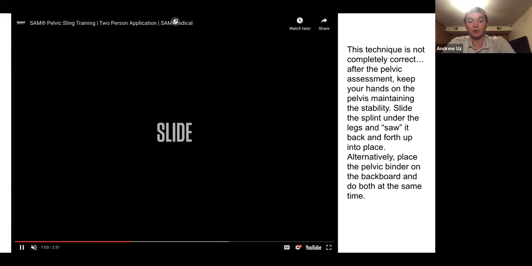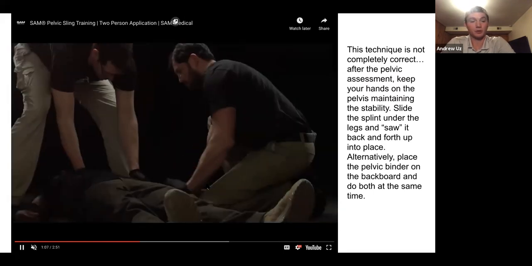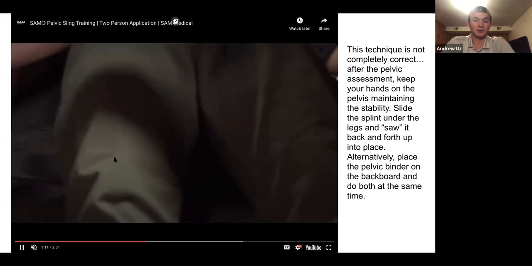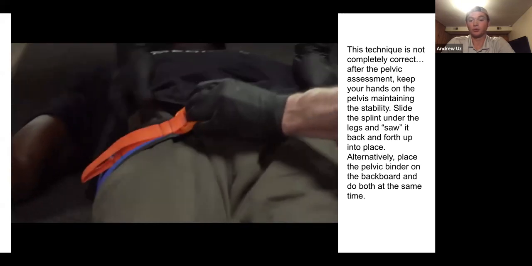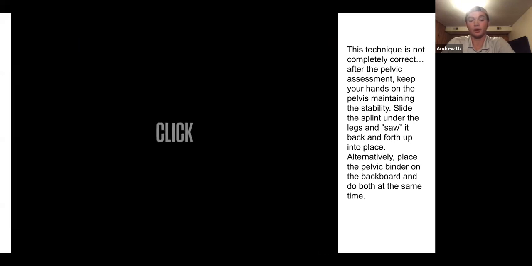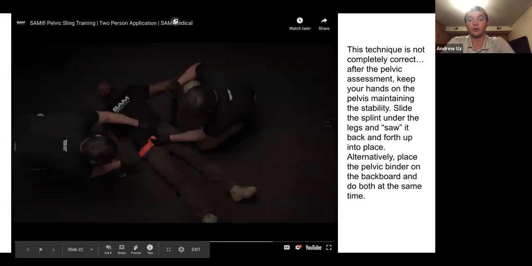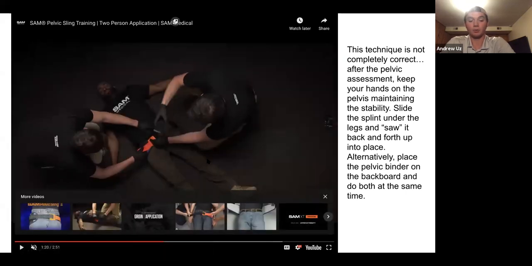Now, this technique of lifting the patient up and sliding it under is not correct. He's going to lift him up, but that's not the way to do it. We want to put this on a backboard so that everything moves smoothly and fluidly, without moving the patient too much and risking compromising the spine.